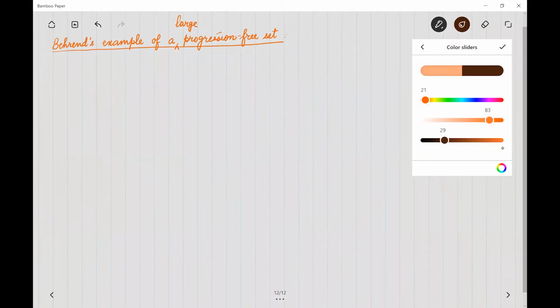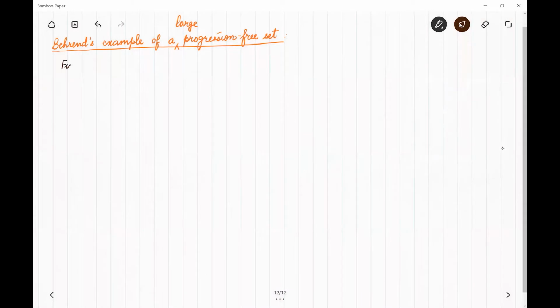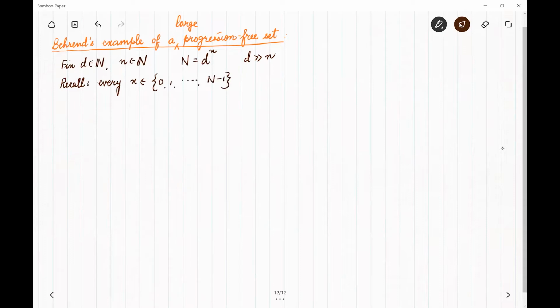Let's recall a few things. Do you remember that every integer has a digit expansion? So fix an integer d, a large integer, and also an n. Capital N is going to be d to the power of n, and later d is going to be chosen very large relative to n. Recall that every integer between 0 and capital N admits the digit expansion with respect to base d. So every integer x that belongs to 0, 1 up to capital N minus 1 has a digit expansion, and this digit expansion is unique.